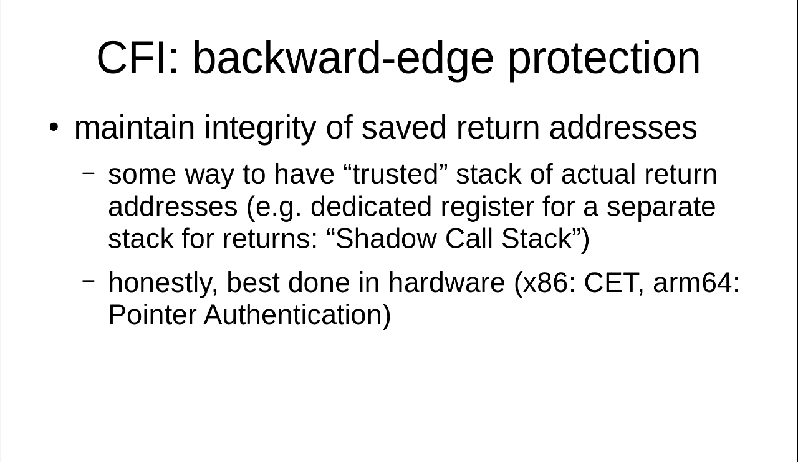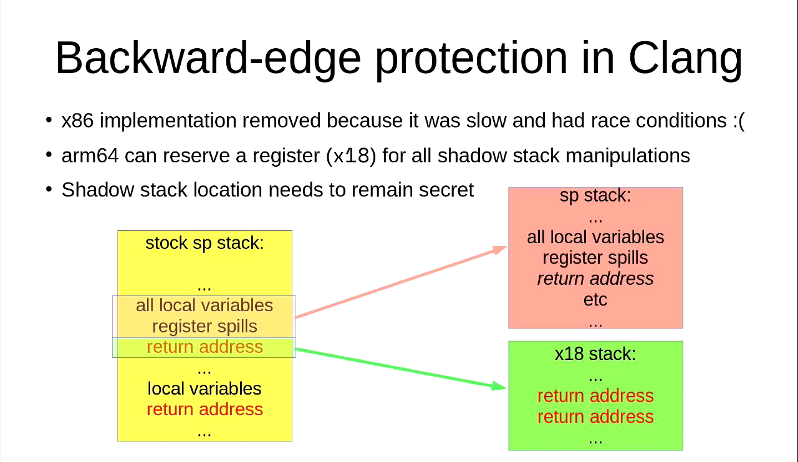So that was forward, but we still have the backward edge. We have the return. And the idea here is we have to have some sort of trusted stack, one we can actually depend on to contain our return addresses. The software version is you could have a dedicated register for a separate space in memory that contains only the return addresses, and that's considered the shadow call stack. But as it's turning out, this is looking like it's going to be done a lot better in hardware. Intel's CET and ARM64's pointer authentication look like they're very high granularity, and should be pretty decent in future hardware. But since we're not there yet, we're going to look at the software versions of this.